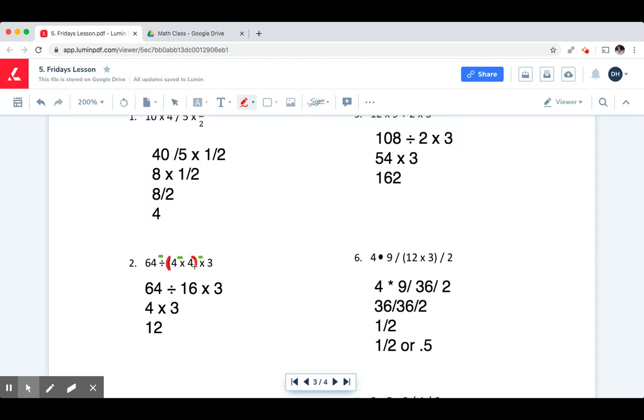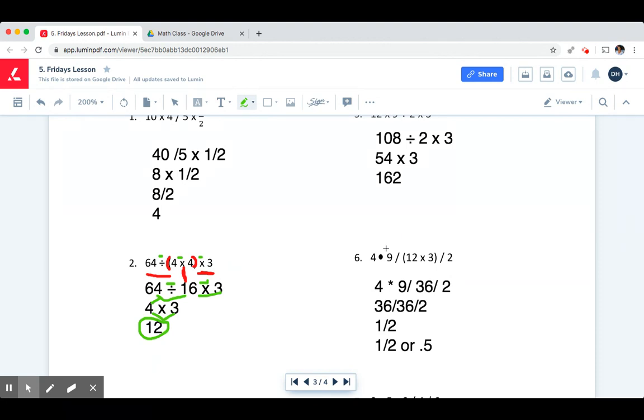So inside of the parentheses, I have 4 times 4, and that is 16. So I plugged in 16, and I rewrote the rest of the expression exactly as it was. Now that I only have multiplication and division left, and I have no more parentheses, now I can work from left to right. 64 divided by 16 is 4. Copy the rest. And 4 times 3 gets you a final answer of 12.